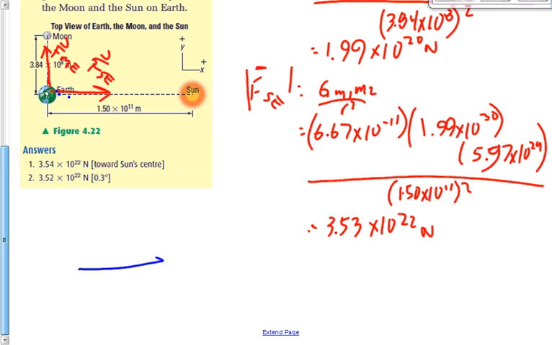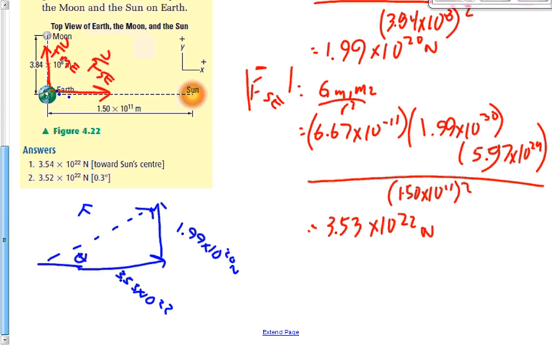The force of the sun on the Earth is 3.53 times 10 to the 22 newtons. The force of the moon on the Earth is upwards, and it's 1.99 times 10 to the 20 newtons. Let's combine them. There's my net force right there.